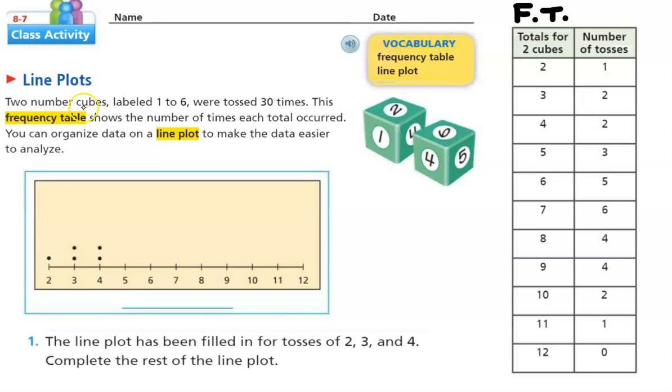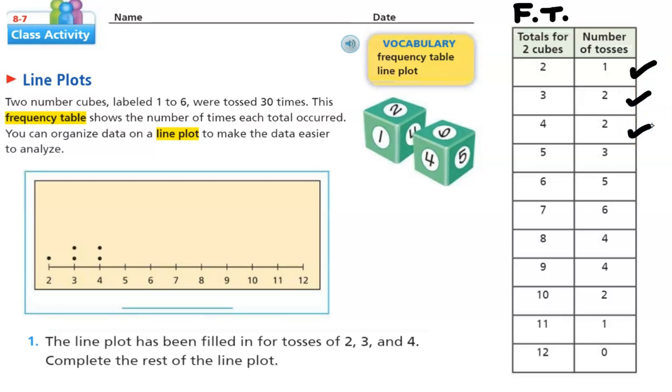So it says 2 number cubes labeled 1 to 6, which we also know as dice, were tossed 30 times. This frequency table shows the number of times each total occurred, and it says you can organize data on a line plot to make the data easier to analyze. So here's what they've done so far. The line plot has been filled in for tosses of 2, 3, and 4, and it wants you to complete the rest of the line plot.